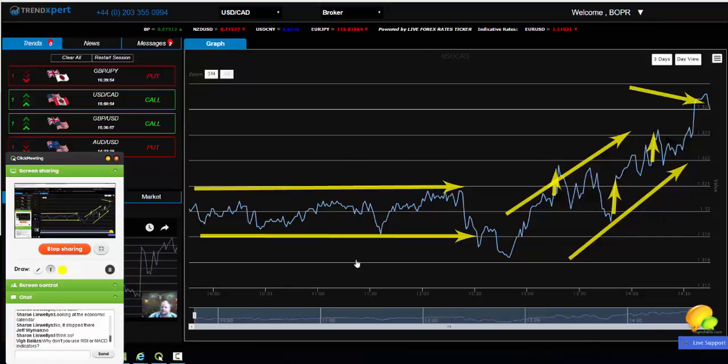Okay? You don't want to go trading when it's going down. Absolutely not. You want to keep an eye on those upwards trends. Why don't you use RSI or MACD indicators?